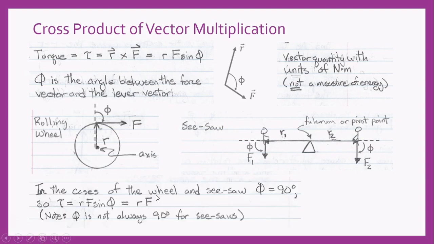In these cases of the wheel and the seesaw, phi is 90 degrees. So in that case, torque is going to be equal to the magnitude of the lever times the magnitude of the force times the sine of 90 degrees, which is 1, and that just leaves us with the lever magnitude times the force magnitude equals the torque. But that is only when the force vector is perpendicular to the lever vector. And note that phi is not always 90 degrees for seesaws.